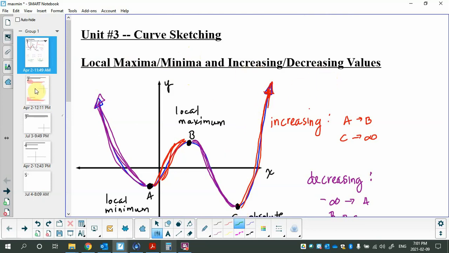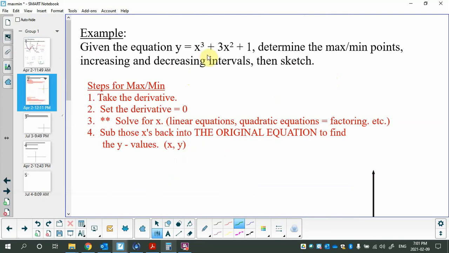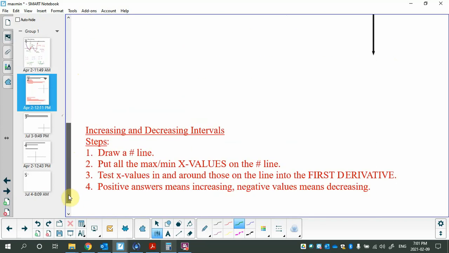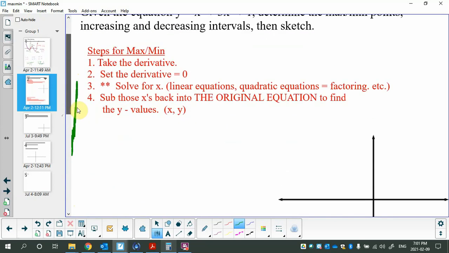So I have a question. It's here. And the question says, given the equation y equals x cubed plus 3x squared plus 1, determine the maximum points, so one or the other, or not both. You can't have both at the same time. These are my steps, and find the increasing and decreasing intervals. These are my steps, and then sketch.